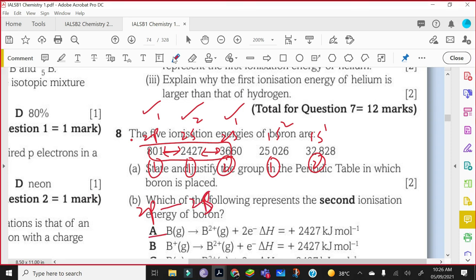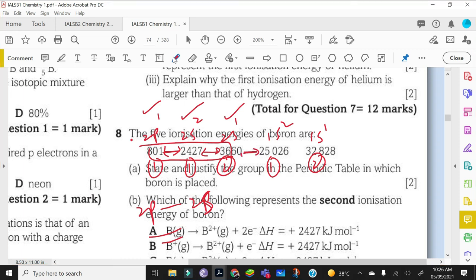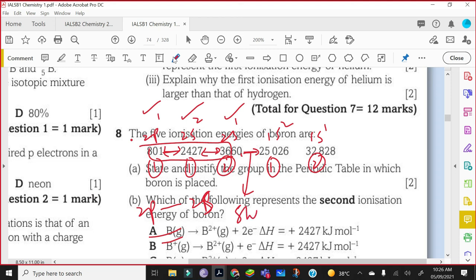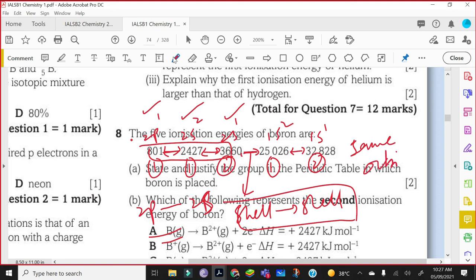Okay? But when you see there's a big jump, where's the big jump? Yeah, here. Then you're moving actually from one shell to another shell, from one energy level to another energy level. Then again, between these two, 25,000 and 32,000, the small difference is there between these two. They're already in thousands. So it means that you are in the same orbital. Are we clear with this?